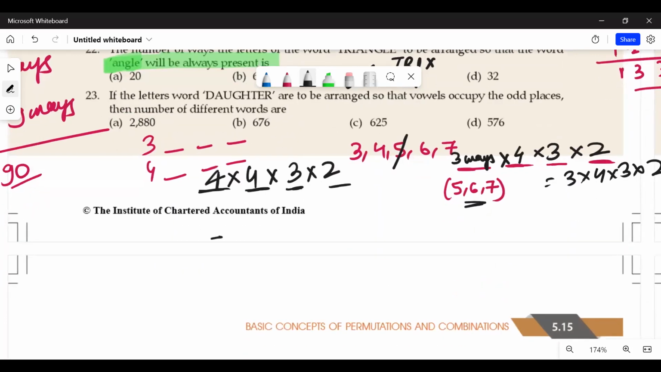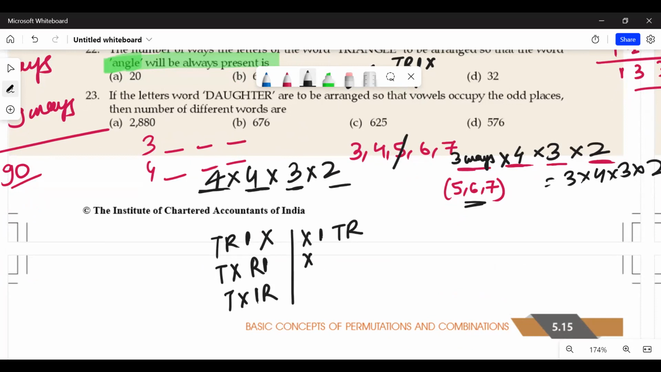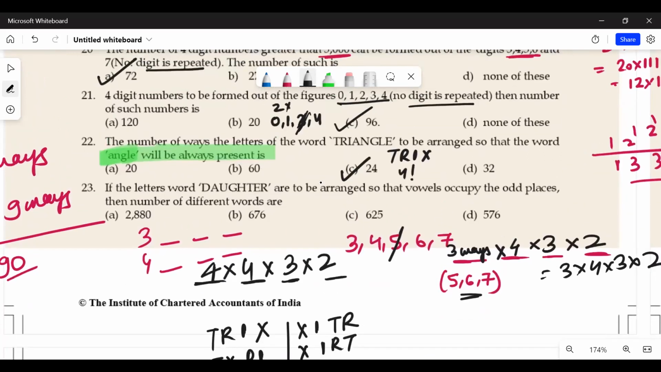It's like this: TRIANGLE, TEANGLERI, TANGLEIR, ANGLEITR, ANGLEIRT, ANGLERTI. I hope you are getting it. So angle should be angle only. That angle I'm writing as X. So how can you change the place? Now there are 4 letters, so 4 factorial.